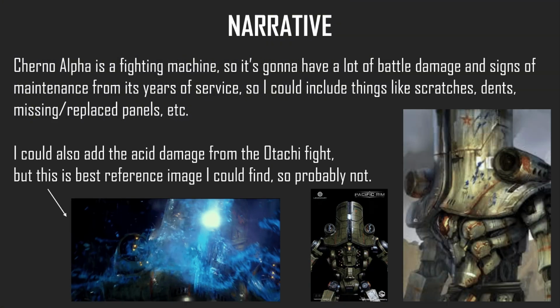For the narrative, Cherno Alpha is a fighting machine, so it's going to have a lot of battle damage and signs of maintenance and repair from its years of service. So I could include things like scratches, dents, missing and replaced panels, all sorts of things. I could also add the acid damage from the Otachi fight, but that's the only and the best reference image I could find, so I probably won't do that.